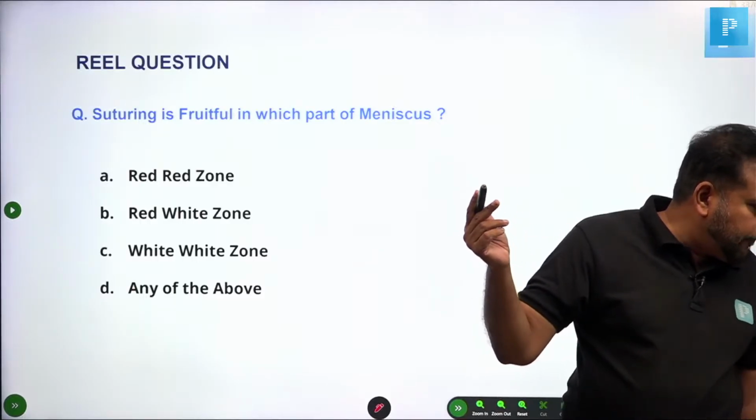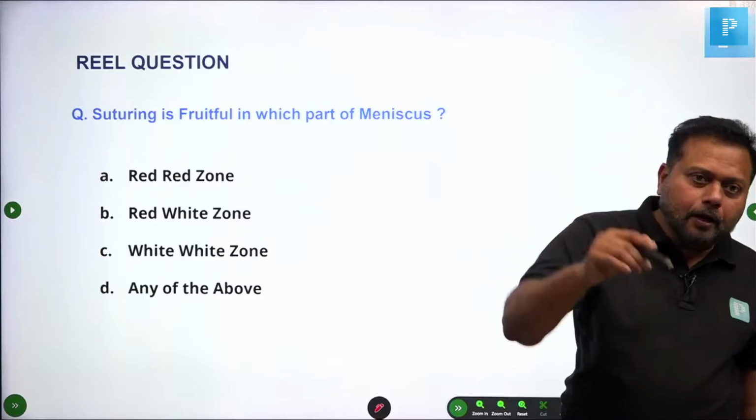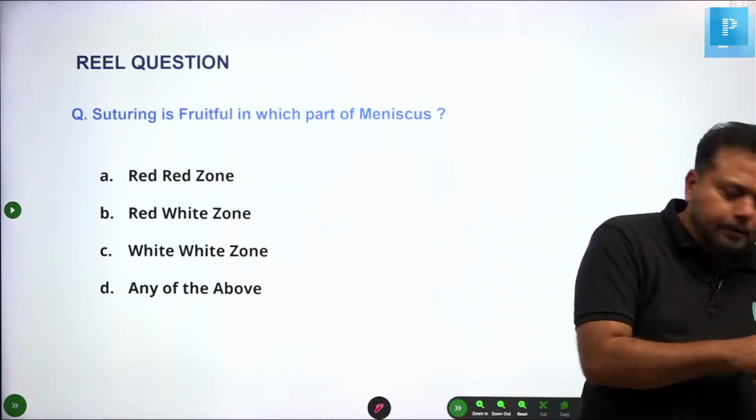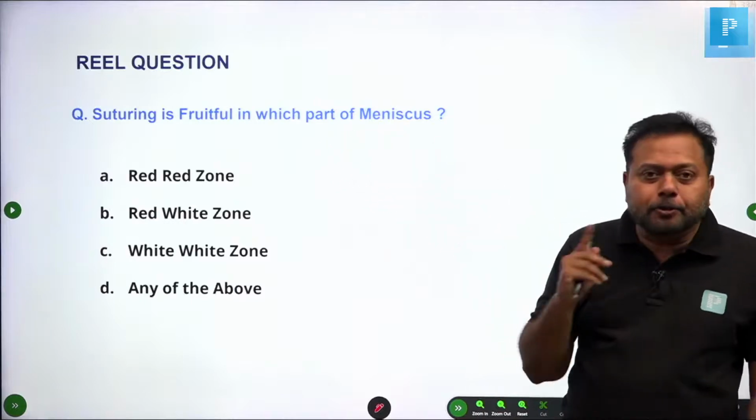Epic age, when the LRR comes for FMGE, they will announce. Okay, we will do a very good LRR. Don't worry. Yes. Suturing is fruitful in which part of menisci?